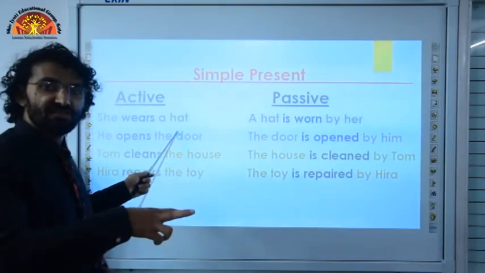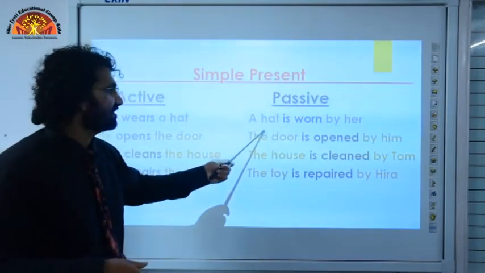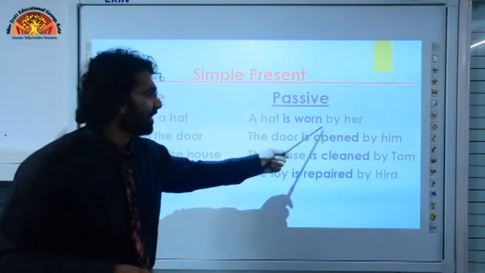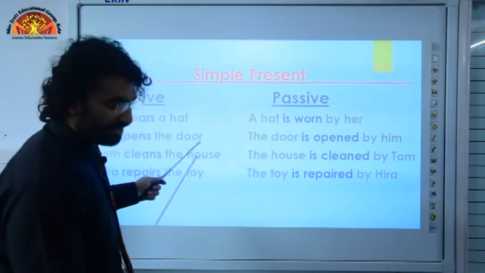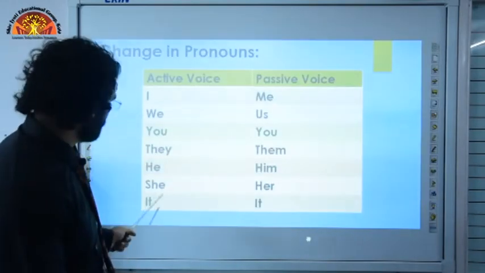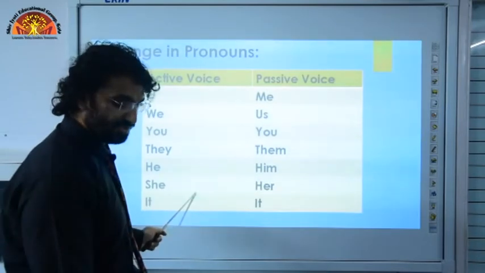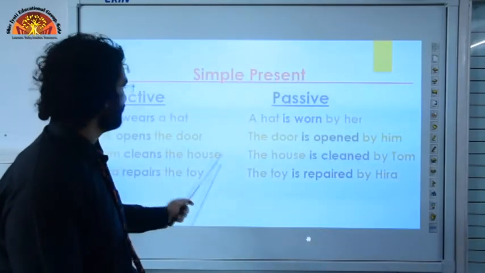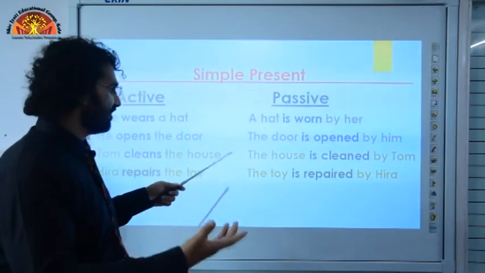We have interchanged their places when we have converted the sentence into passive voice. A hat is worn by her. Why have we done this by her? Because we learned in the previous slide that she becomes her, he becomes him. So she becomes her, that's why she became her here, and we have changed their places.